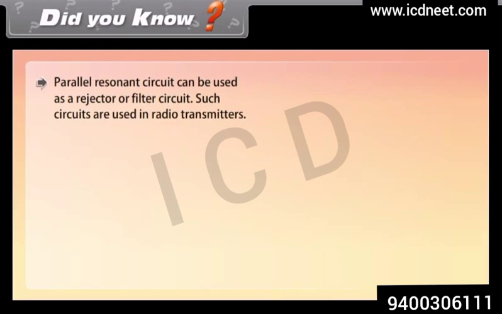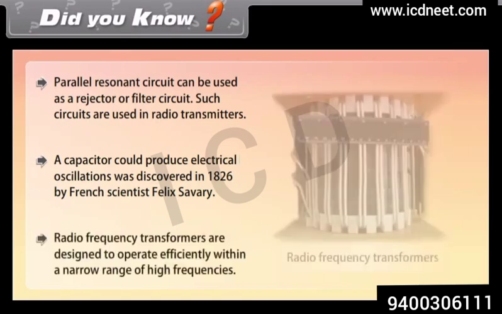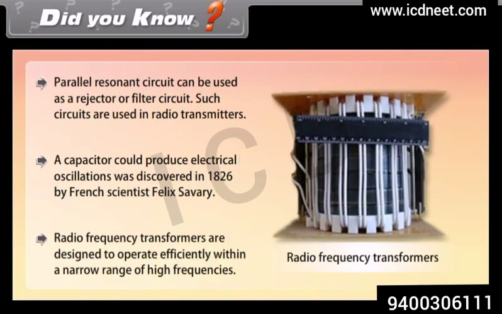Did you know? A parallel resonant circuit can be used as a rejector or filter circuit. Such circuits are used in radio transmitters. That a capacitor could produce electrical oscillations was discovered in 1826 by French scientist Félix Savary. Radio frequency transformers are designed to operate efficiently within a narrow range of high frequencies.